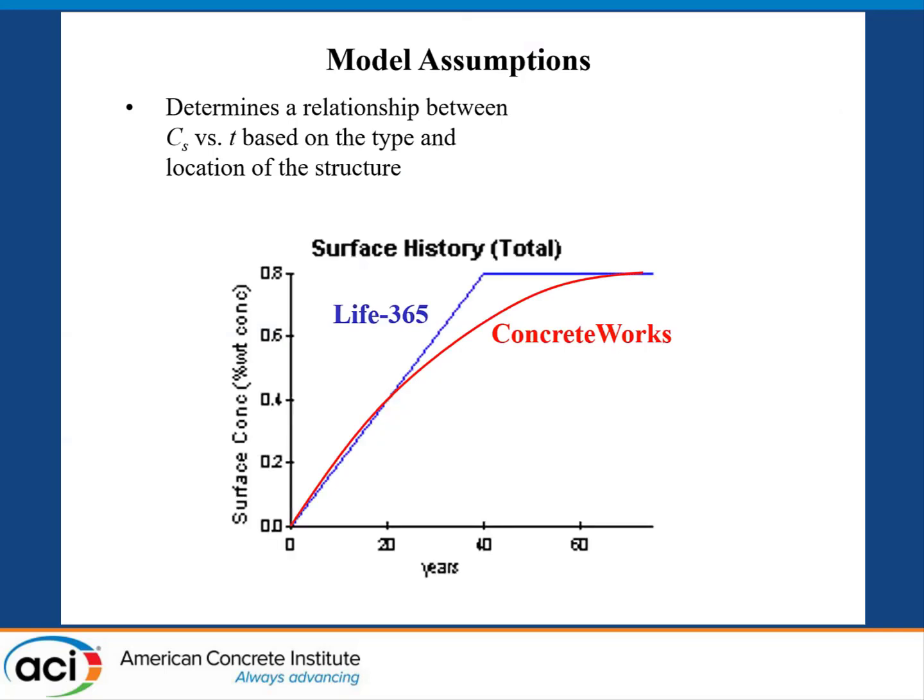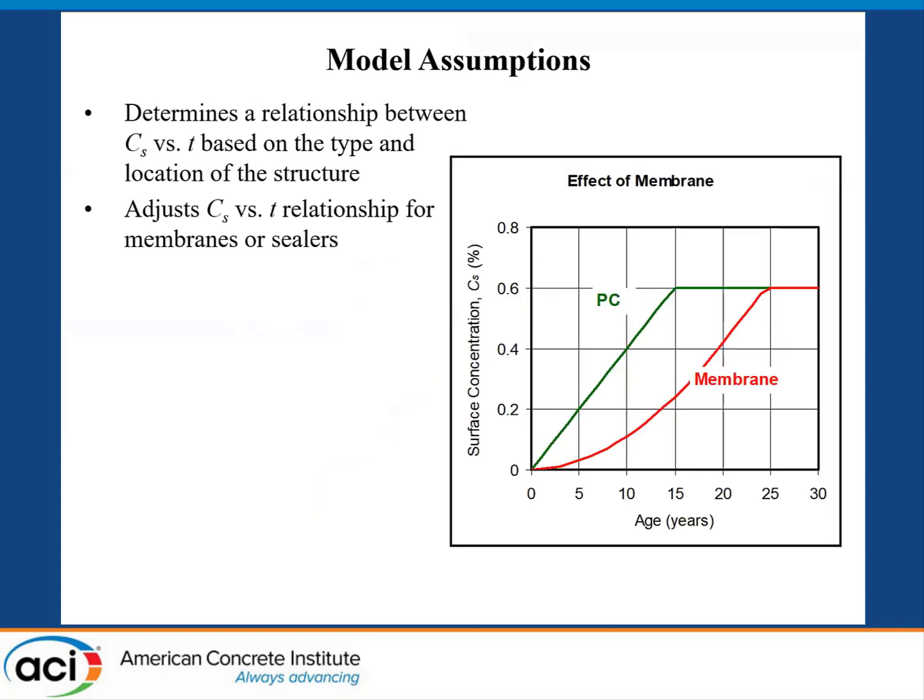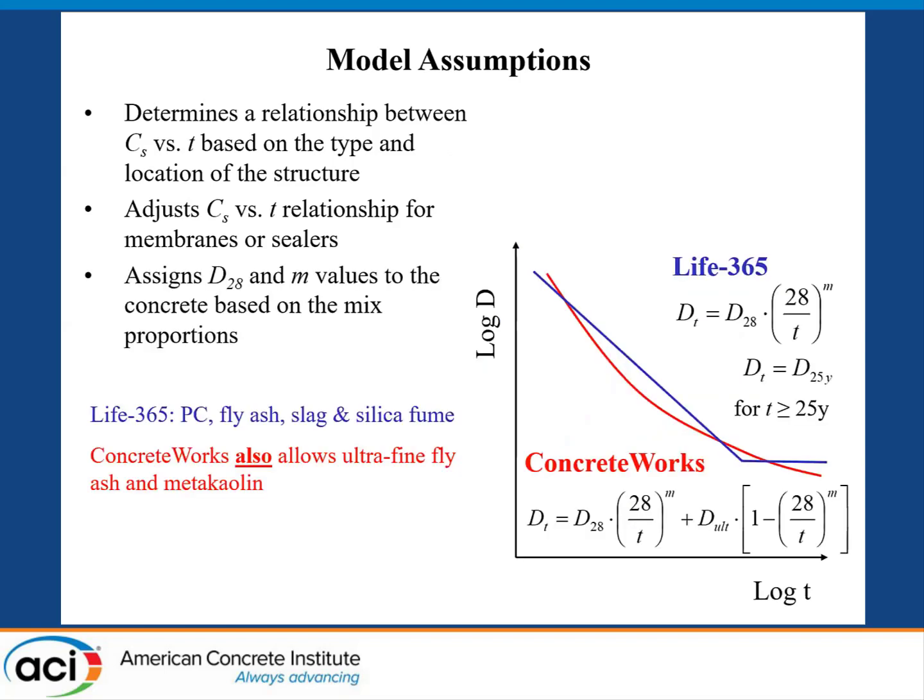So this is just the way we deal with the surface concentration. Life 365 uses a bilinear relationship, allowing a buildup with time up to a maximum value. With Concrete Works, we allowed that to vary more smoothly. Doesn't make much difference. Both models will react the same with regards to membranes and silane.